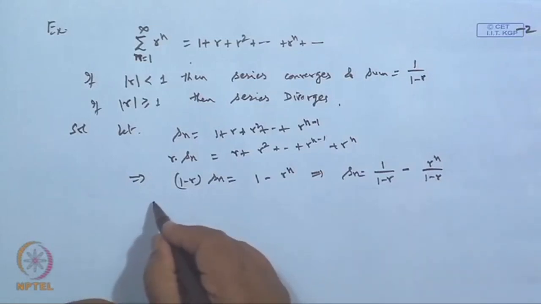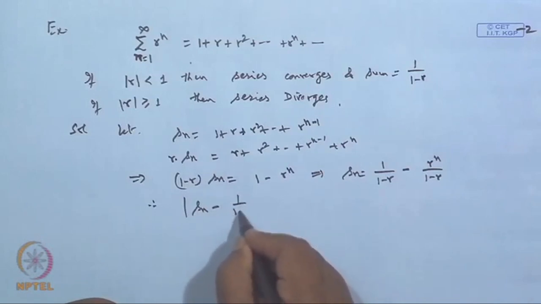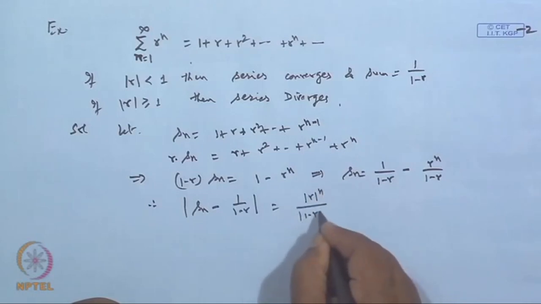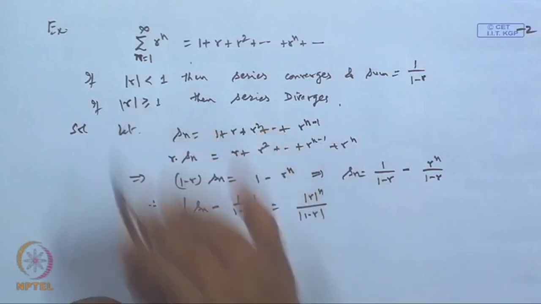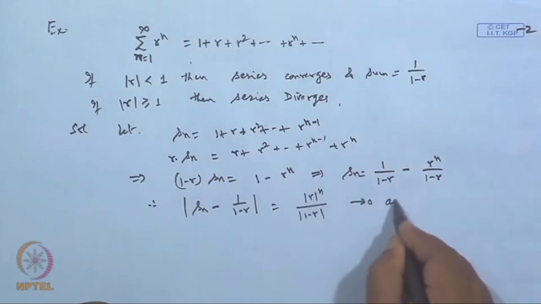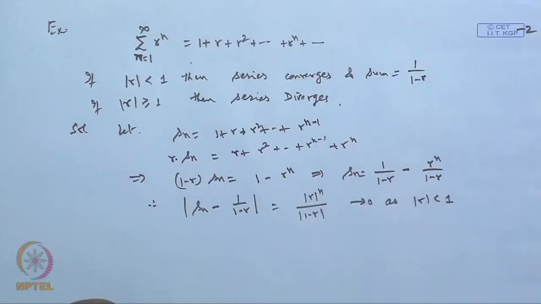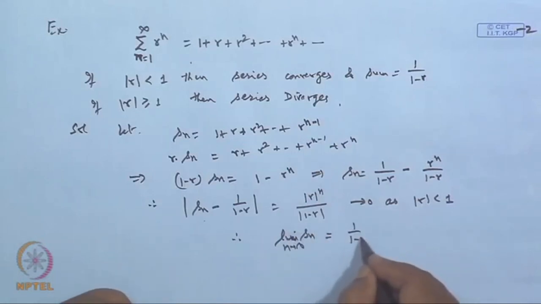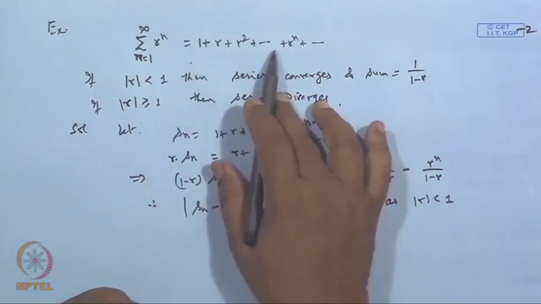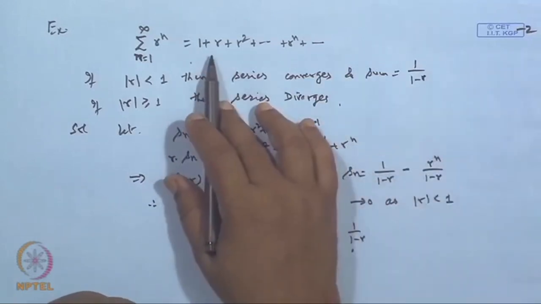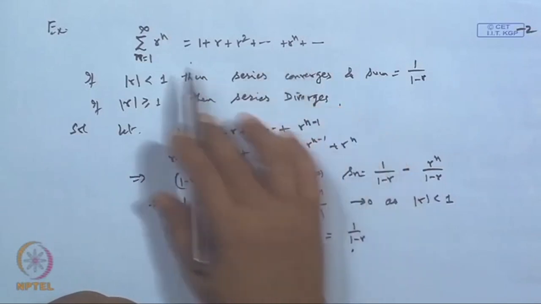Okay. So, consider mod of Sn minus 1 over 1 minus r. That is equal to mod of r to the power n over mod 1 minus r. Now, r is fixed and less than 1 in modulus, so this term will go to 0. So this tends to 0 as mod r is strictly less than 1. Therefore, the limit of Sn as n tends to infinity exists and equals 1 over 1 minus r. So, this series converges to the sum 1 over 1 minus r. For r equal to 1, obviously the terms are 1 plus 1 plus 1 and so on, so Sn will be n.